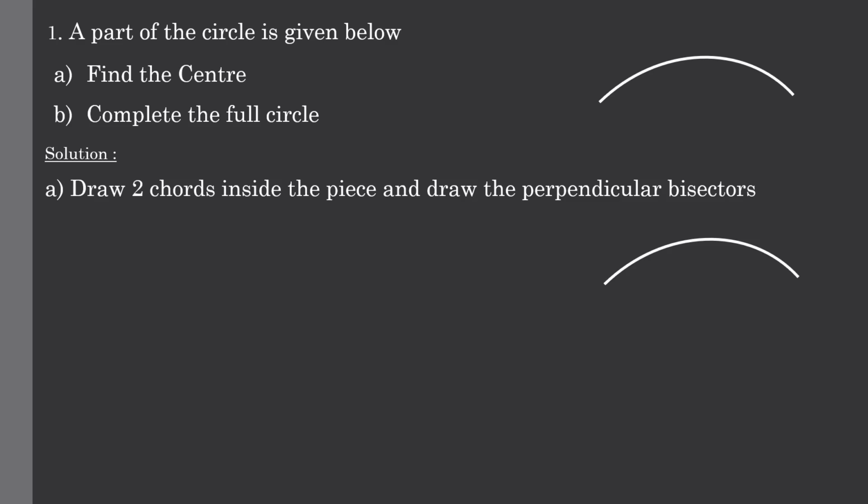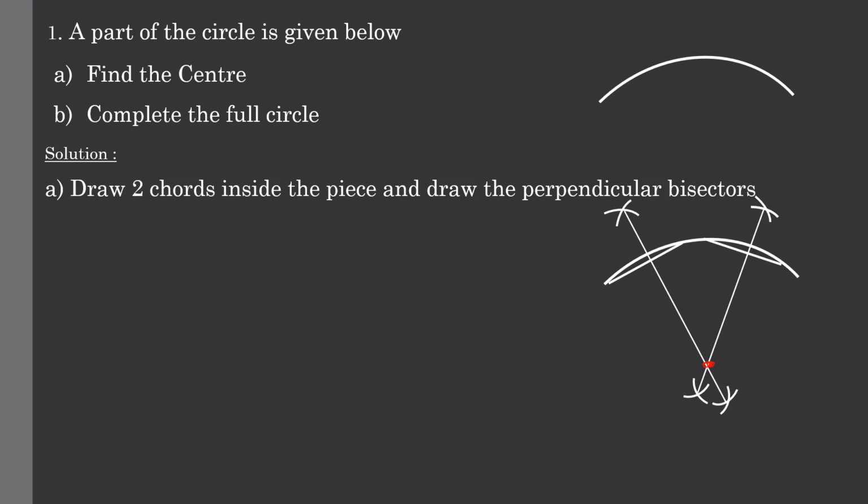So all of you draw two chords, and what will be the next figure? Yes, you will get a figure like this, and then draw the perpendicular bisector of both these lines or chords. For the first one, the perpendicular bisector will be this one, and for the second one, the perpendicular bisector will be this line. So what is the center here? This point, isn't it?